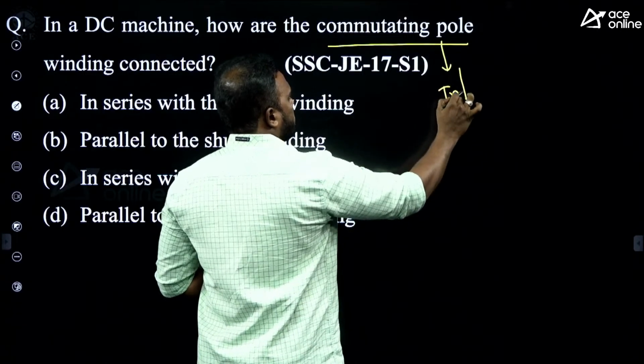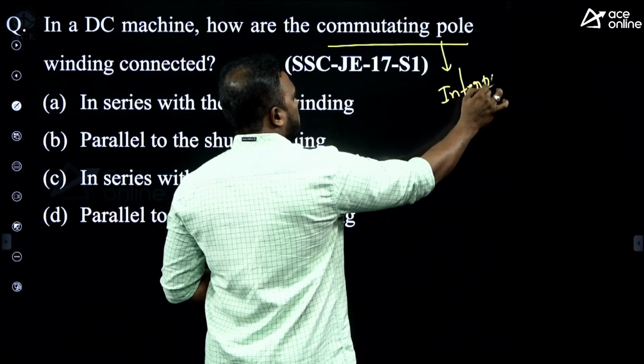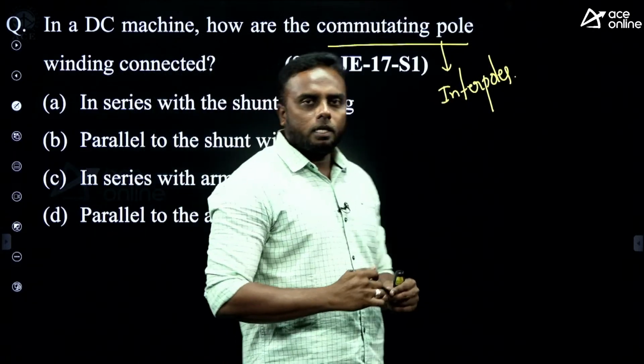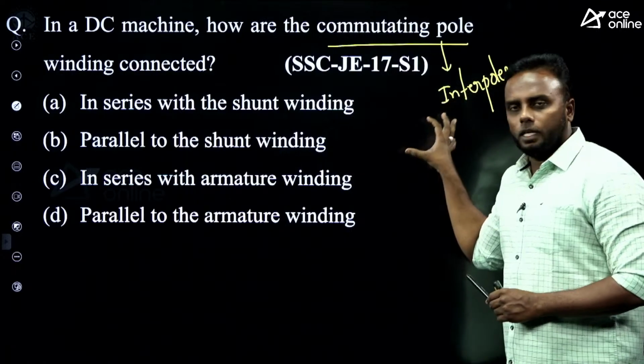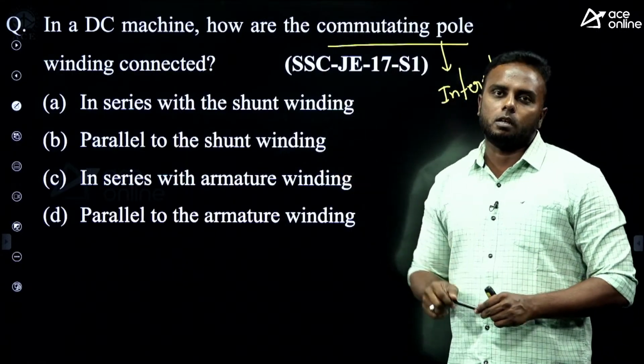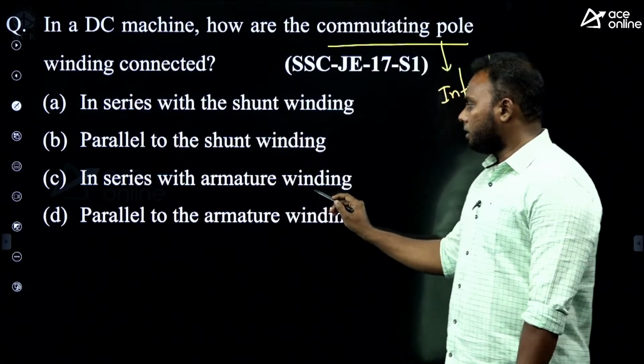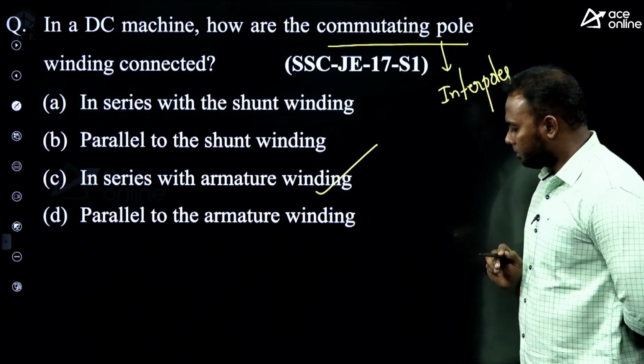Now these interpoles are electromagnets, no? That's why interpole winding is required here. Now where is that interpole winding connected? Remember, interpole winding is always connected in series with the armature. Interpole winding in series with armature winding.